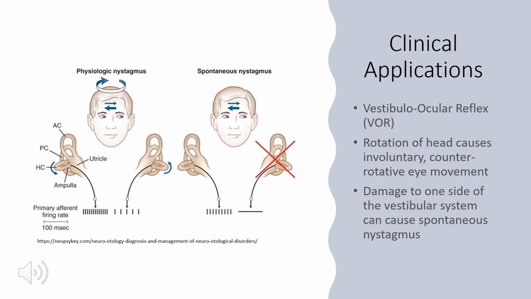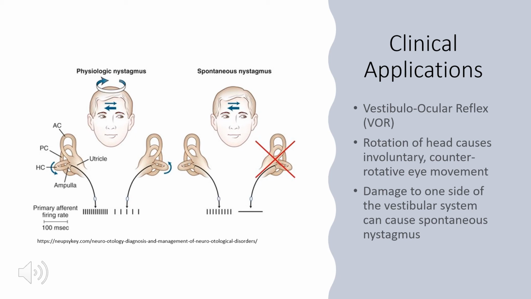When the head is rotated in the horizontal plane in one direction, the vestibular afferent nerves on that side fire at higher rates, while the afferents on the other side fire at slower rates. You can see that here in the picture where the person is rotating their head to the right, and the right afferents are firing at a much higher rate than the left side. Fluid rotates opposite of the rotation of the head, which is what causes this higher firing rate.